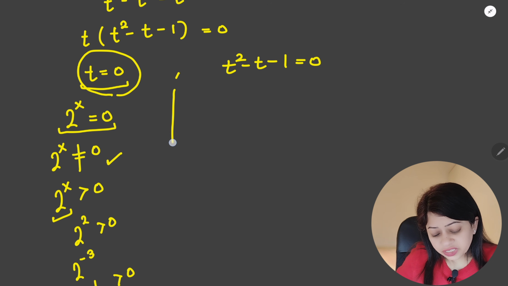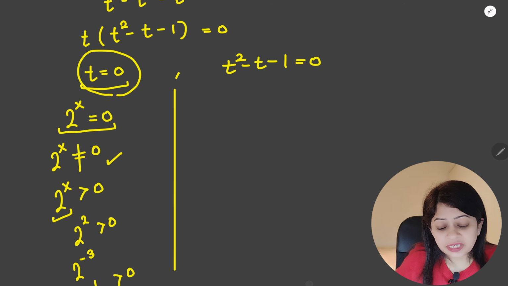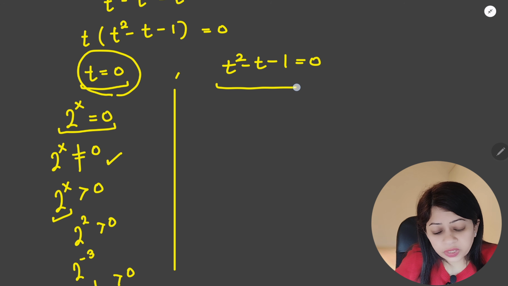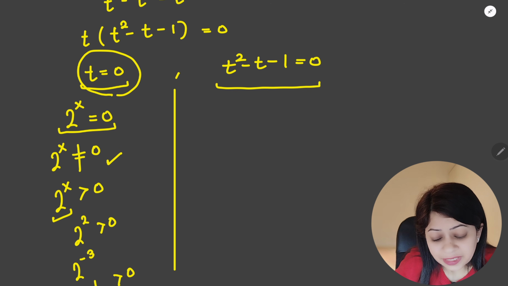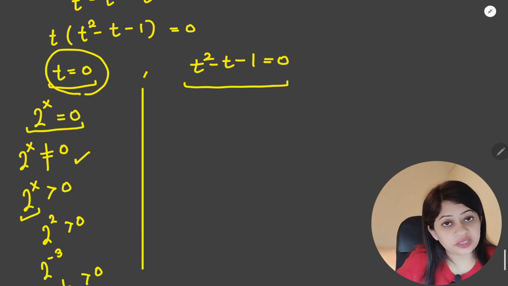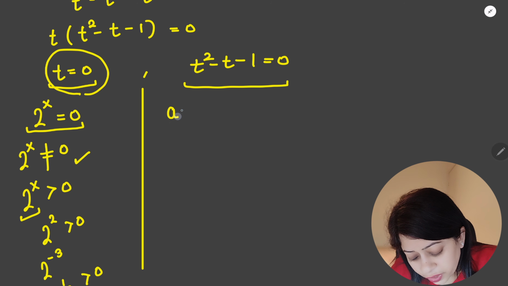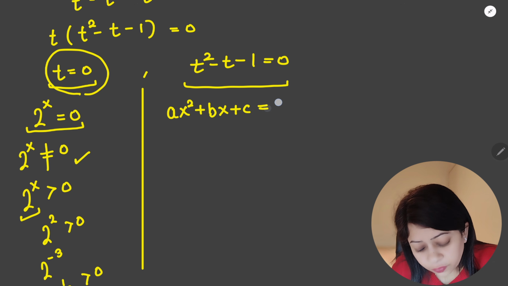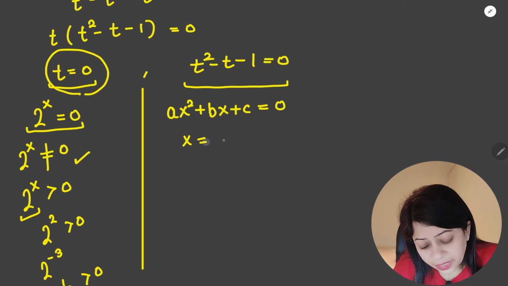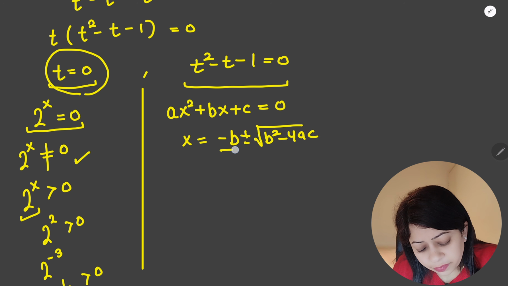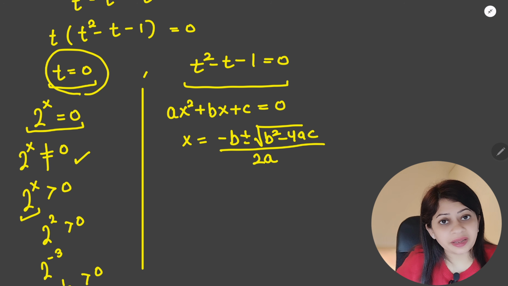So now we will just take this case. t square minus t minus 1 is equal to 0. This is a quadratic equation, right? So how will I solve this? When we have quadratic equation ax square plus bx plus c is equal to 0, what is x then? x is minus b plus minus under root of b square minus 4ac by 2a, right?